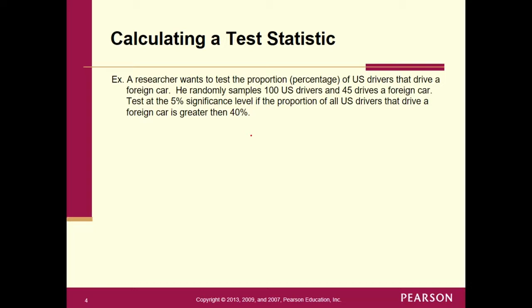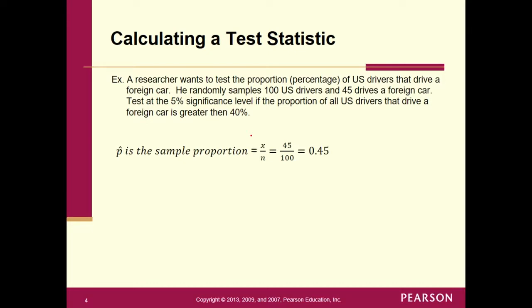A researcher wants to test the proportion, or the percentage, it could say either one, of U.S. drivers that drive a foreign car. He randomly samples 100 U.S. drivers and 45 drive a foreign car. Test at the 5% significance level whether the proportion of all U.S. drivers that drive a foreign car is greater than 40%. Let's say that's our problem, and we have to calculate our test statistic.